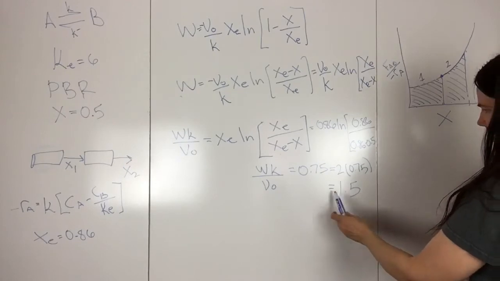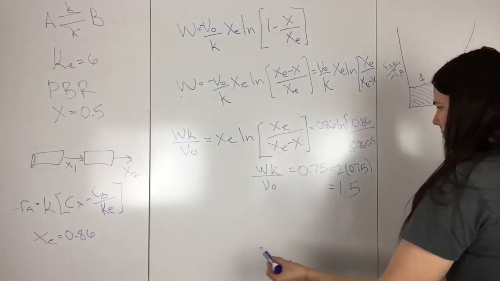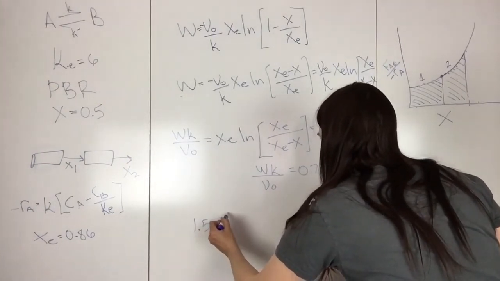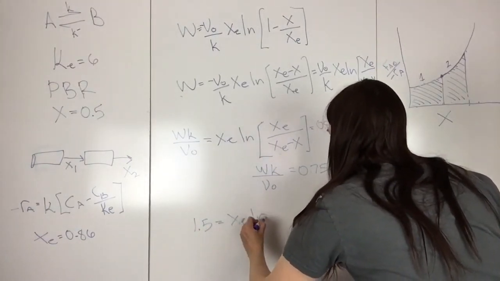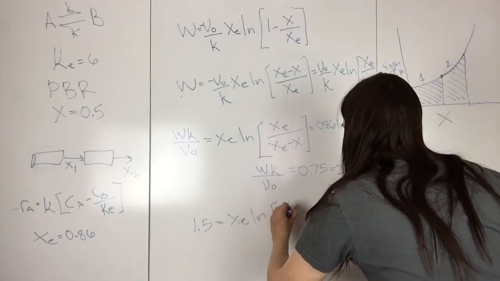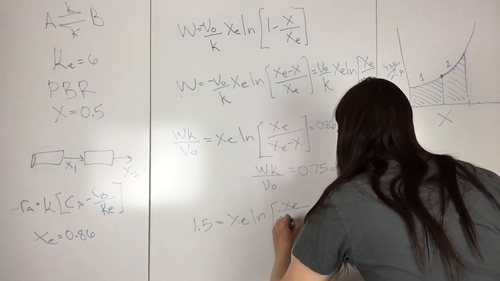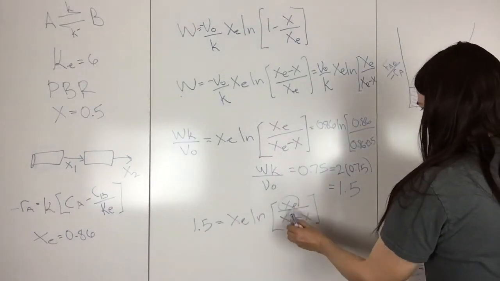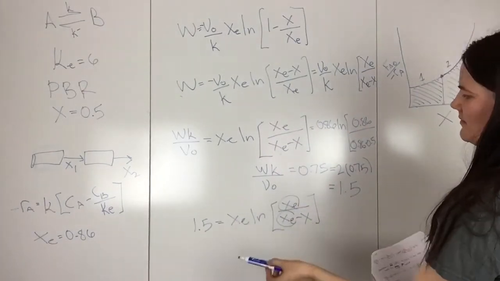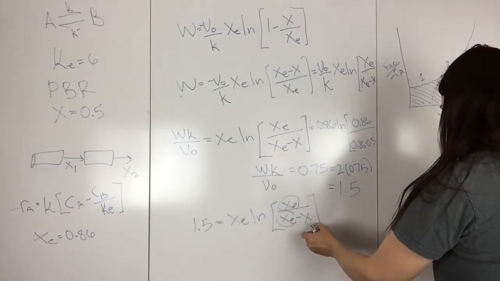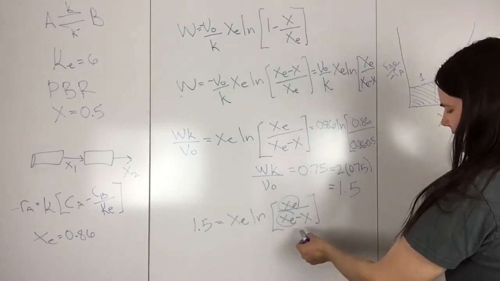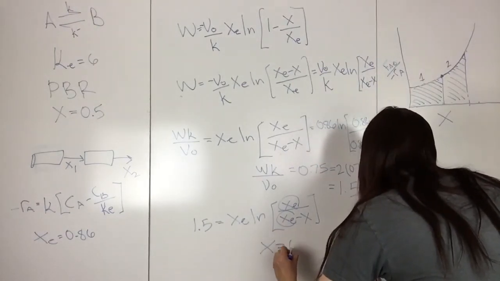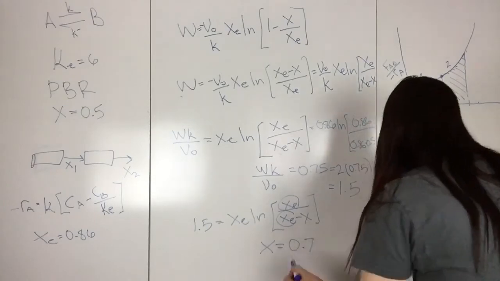So then we know that this is equal to this. If we say the 1.5 is equal to xe natural log xe over xe minus x, and we know what xe is because we already solved for it. It's 0.86, and so we should know everything, and we just need to solve for x. So solving this equation, x is equal to 0.7.